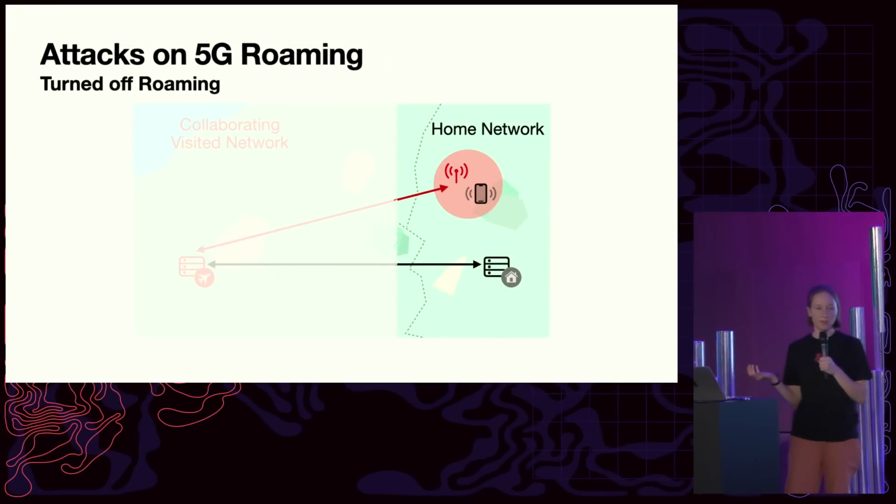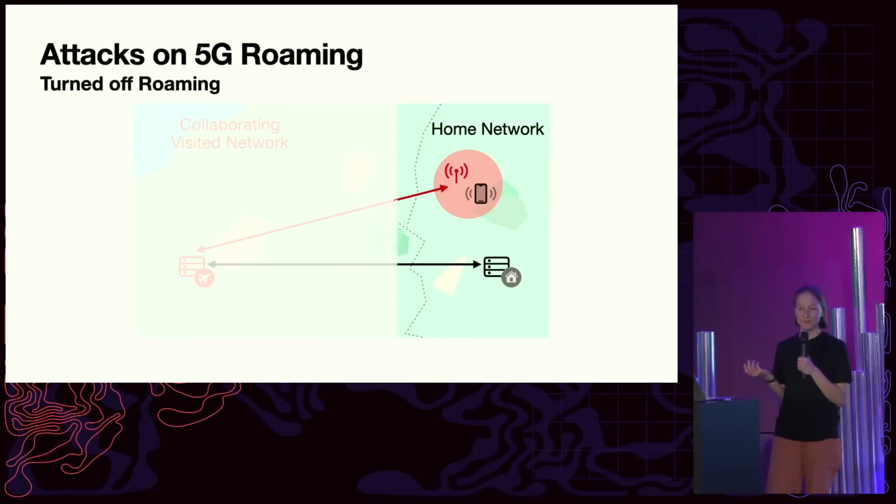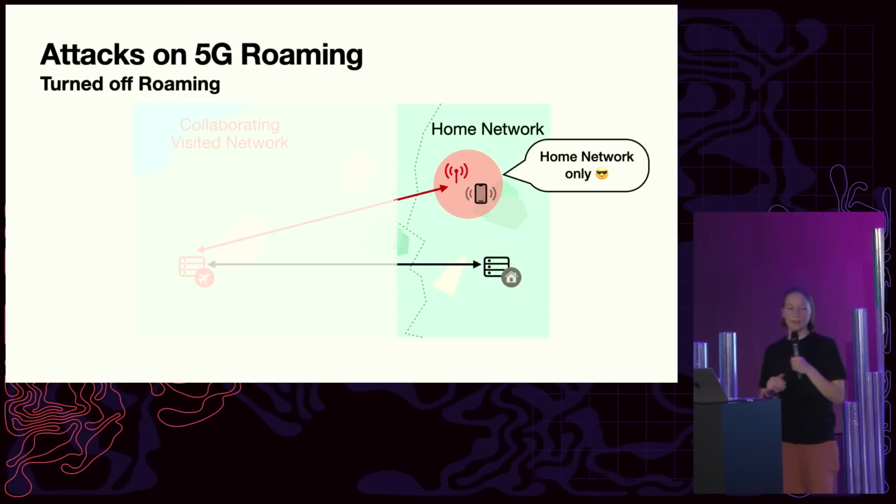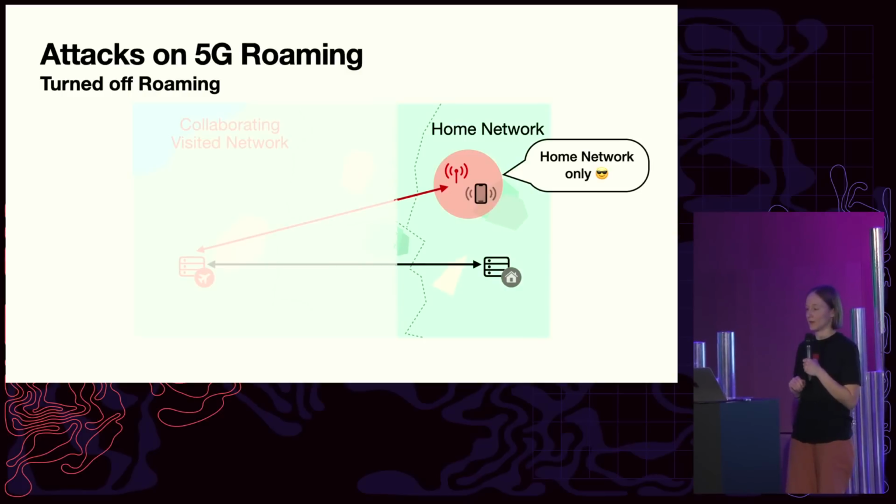So a very obvious solution to a roaming attack is to turn off roaming, right? I mean, what else could you do? So like this, your phone would just say, okay, I only accept connections from my home network. Easy.